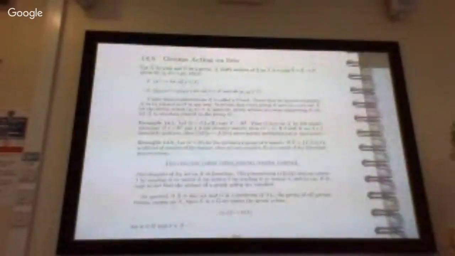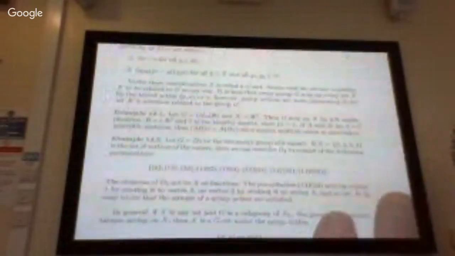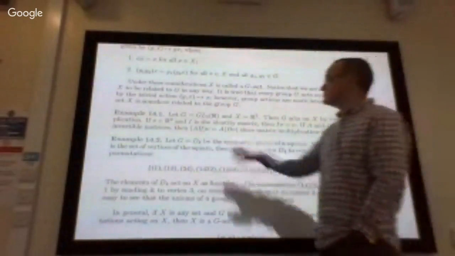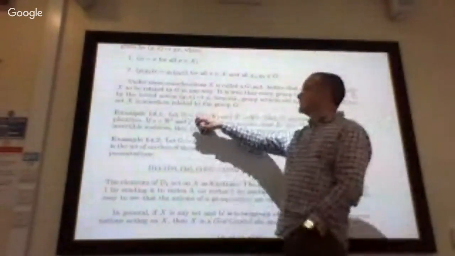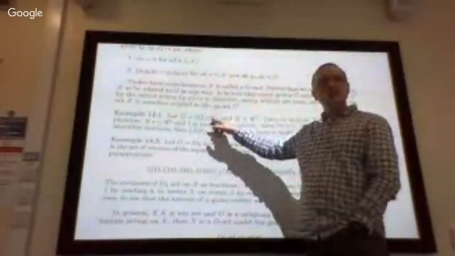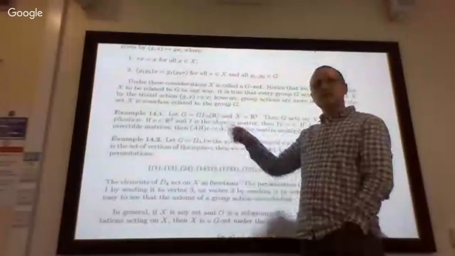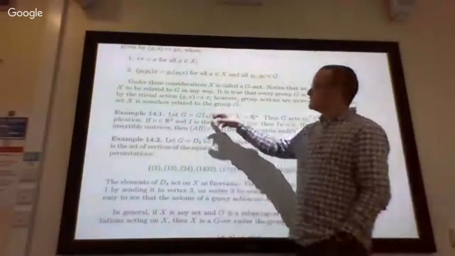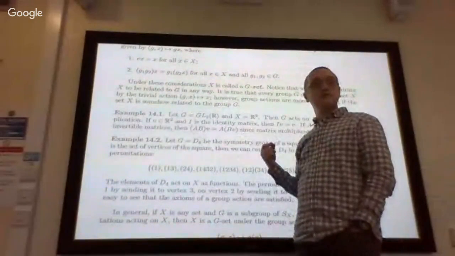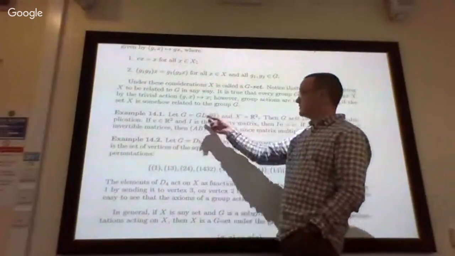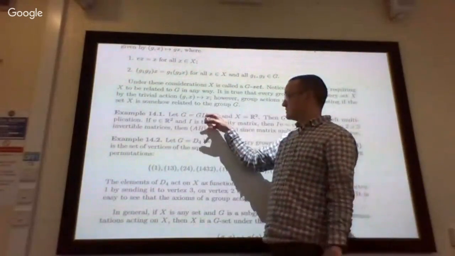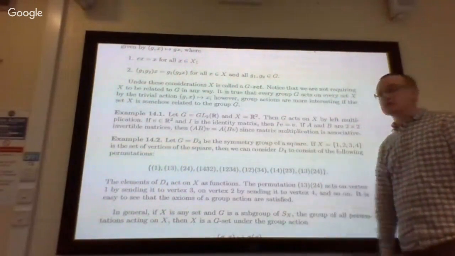So 14.1 and 14.2, these are quite natural, easily arising examples. So the first example is the group G is GL2R. So remember, this is the general linear group. It's the set of all 2x2 matrices with real entries where the group operation is matrix multiplication. So sorry, it isn't all 2x2 matrices, only those invertible 2x2 matrices. So the group operation is multiplication, and the inverse elements are what you know as the inverse matrices. So these are 2x2 matrices with determinant non-zero, so that they're invertible.